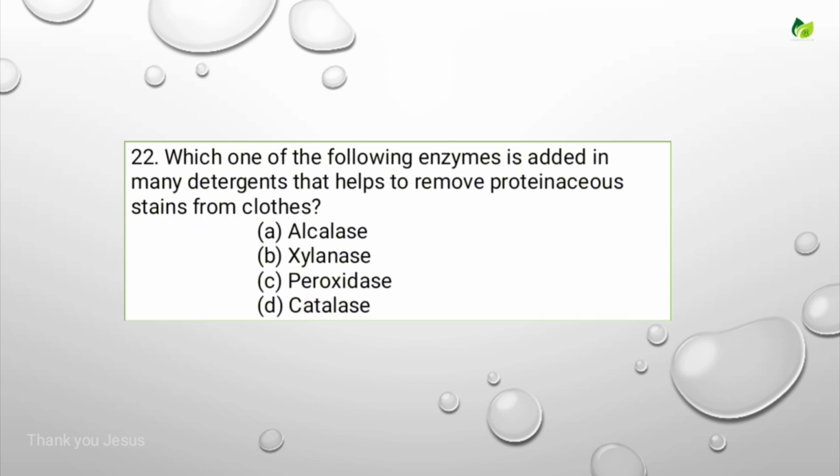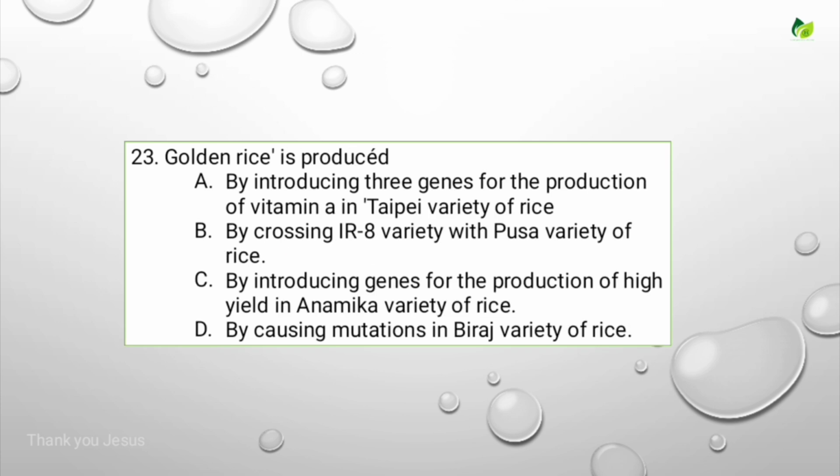Which one of the following enzymes is added in many detergents that helps to remove proteinaceous stains from clothes? Options are alkylase, xylanase, peroxidase, catalase. For this, the correct answer is alkylase, which is used to help remove proteinaceous stains from the clothes. Let's see the next question.